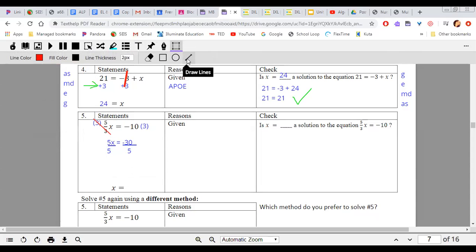So what number cancels out? What can I cross off? The 5s. Yeah. All right, I'm going to cross these off, they cancel out. So is x by itself now? Yes, finally.